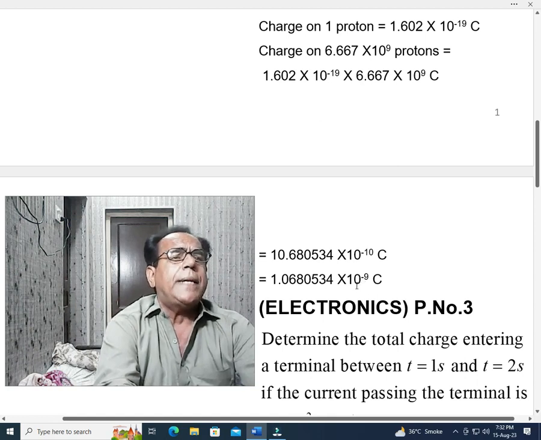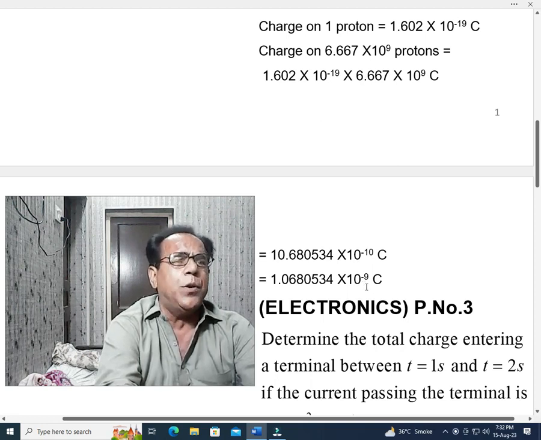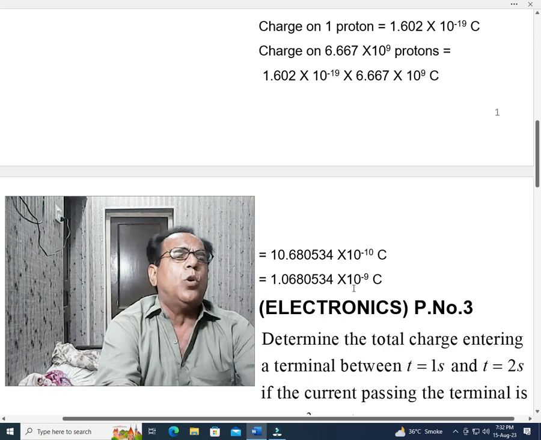Okay, 10 raised to the power minus 9 can also be said nano. So it is equal to nano coulomb, 1.068053 nano coulomb. Okay, it is our discussion whether we call it nano coulomb or 10 raised to the power minus 9 coulomb.